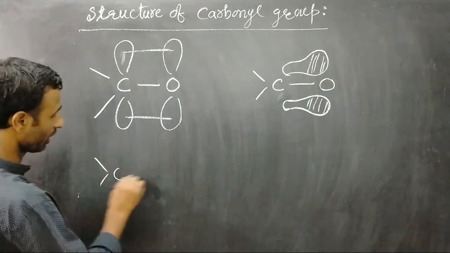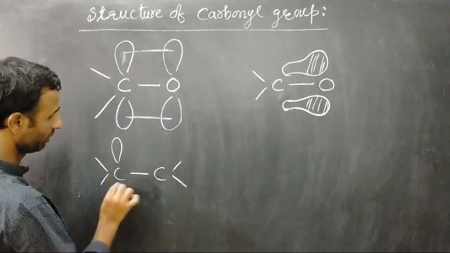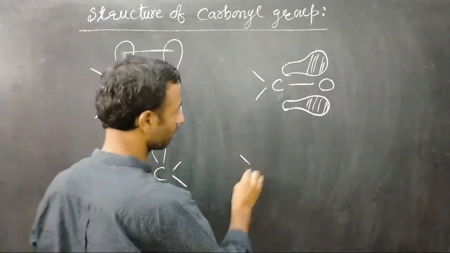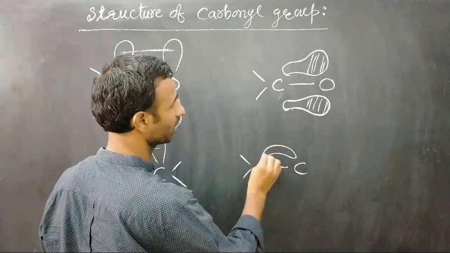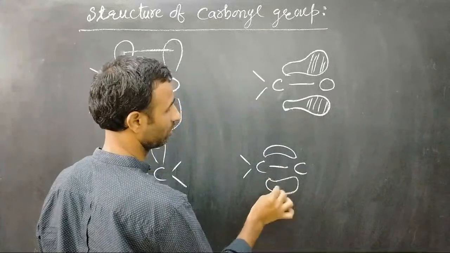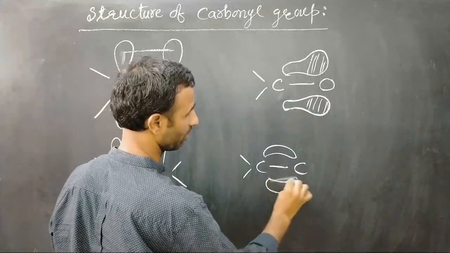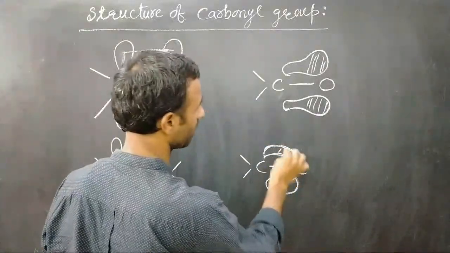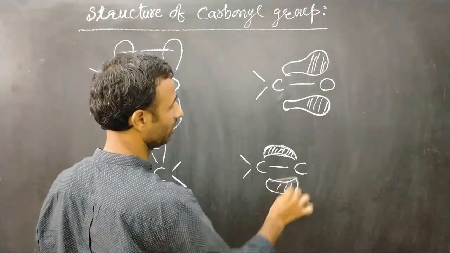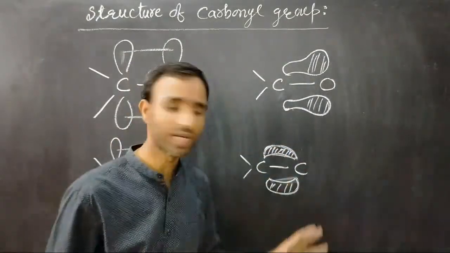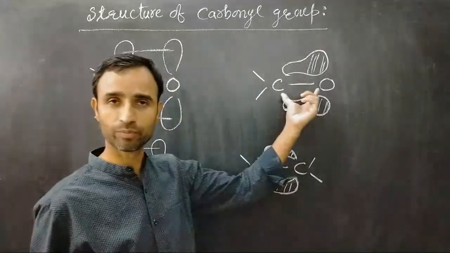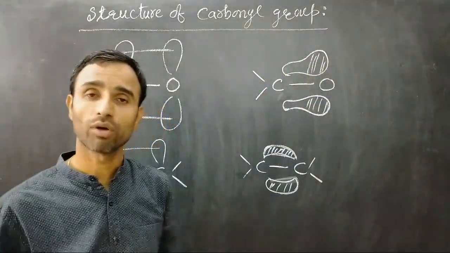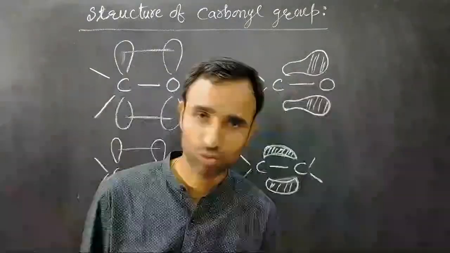If we compare it with alkene, in alkene the same type of bonding is there, but the pi electron cloud is symmetrical. That is, above the plane and below the plane, it is symmetrically arranged. But in carbonyl compound, the pi electron cloud is more towards oxygen because oxygen is more electronegative than carbon. That you know all.